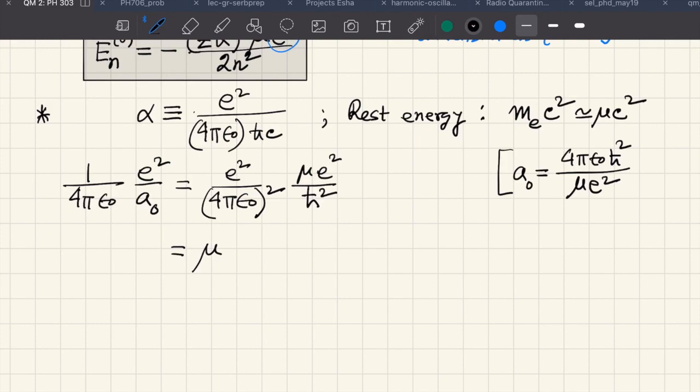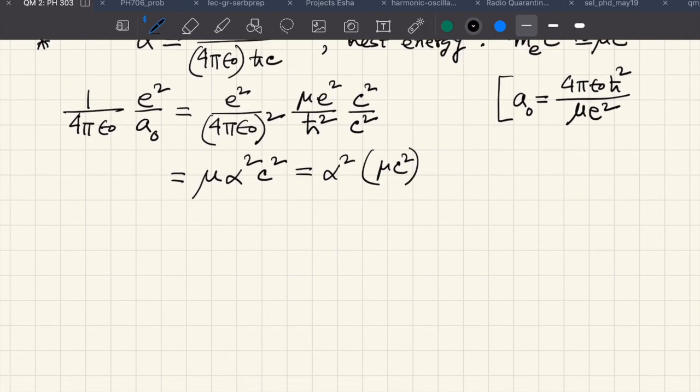If I put a c square in the numerator and in the denominator, then I can simply write it as mu alpha square into c squared. So that means this is nothing but alpha square times the rest energy of the electron.